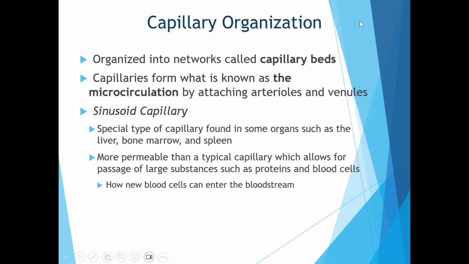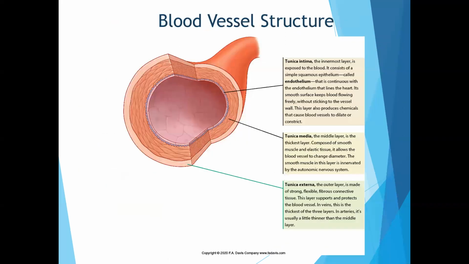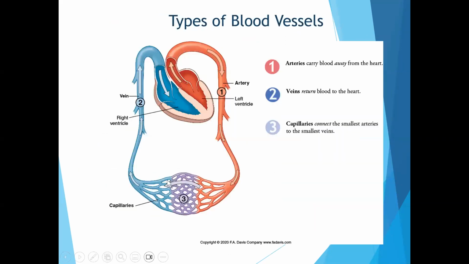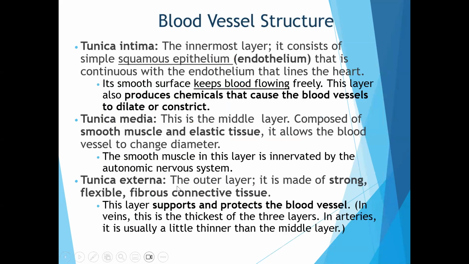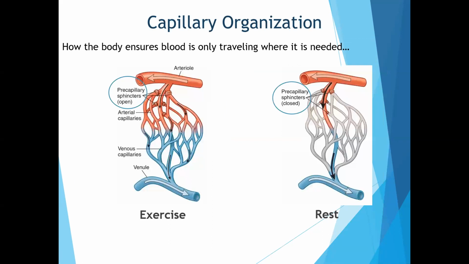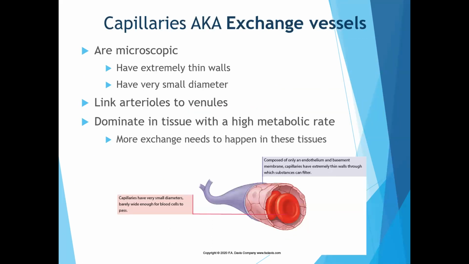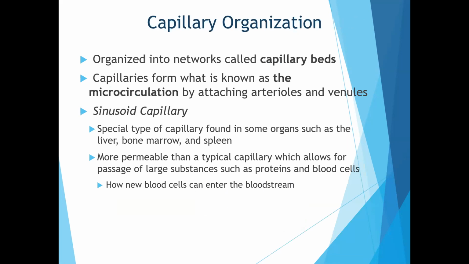Okay, so our capillaries are organized into networks known as capillary beds. So it's not like one capillary connects one arteriole, one venule. You'll see if we go back up, this would be your capillary bed, kind of that whole network of capillaries. All right, so they form the microcirculation by attaching the arterioles and venules. That's another word for that capillary network.